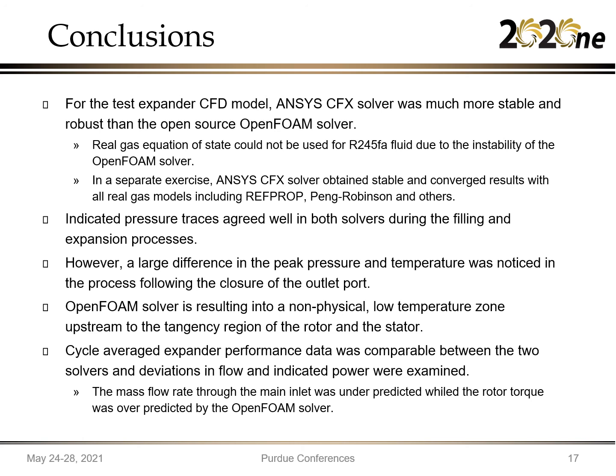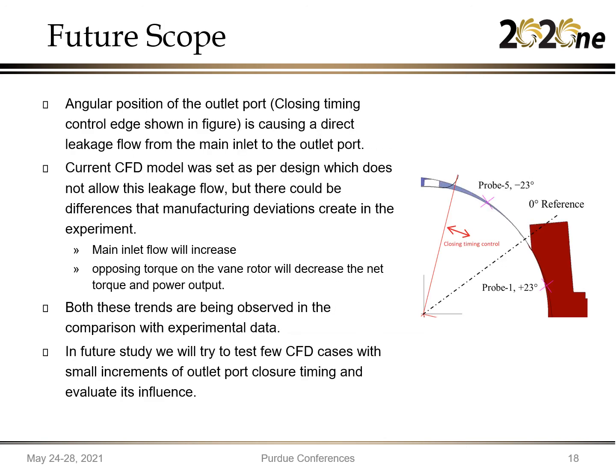Cyclically averaged performance data was compared with the test data, and it was found that the mass flow rate through the main inlet was highly underpredicted, while the torque was overpredicted by the OpenFOAM solver. It was more or less comparable between the two solvers. This leaves us some scope for the future in terms of improving the validation with respect to experiment.